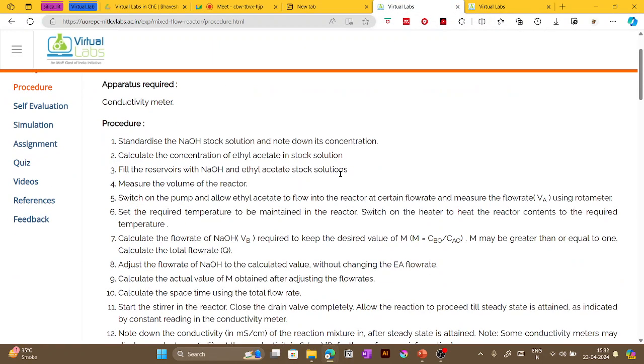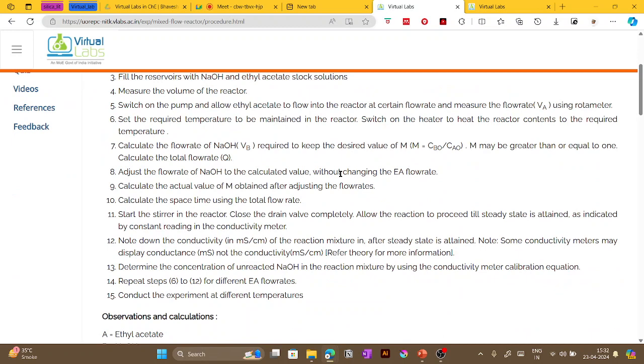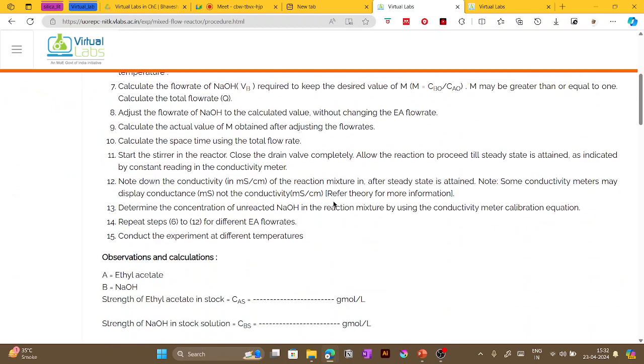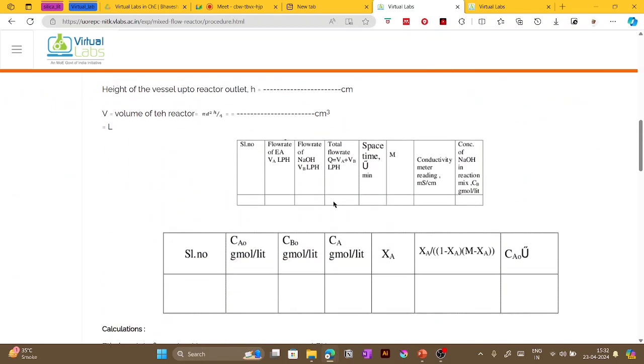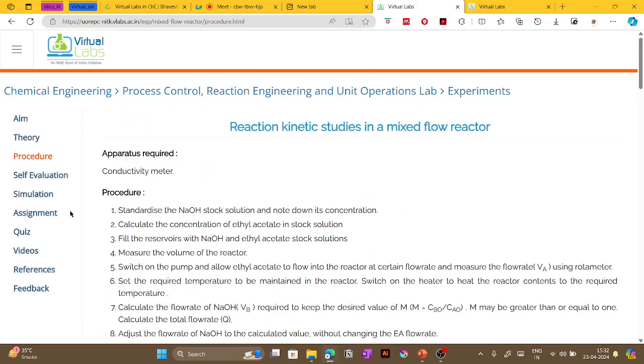Coming to the theoretical part, first let's see one real world experimental video, then we will go into the calculation part and how to perform this experiment.